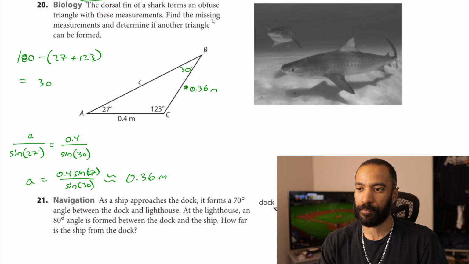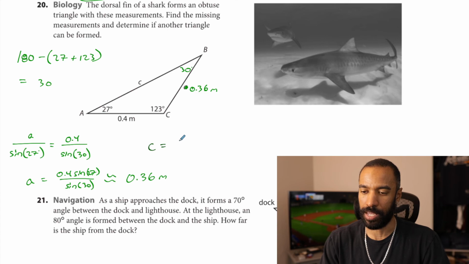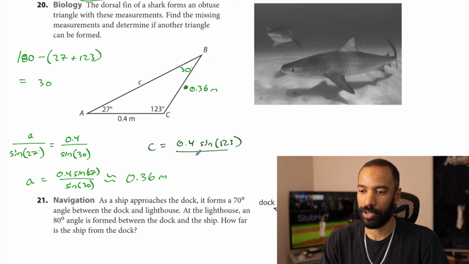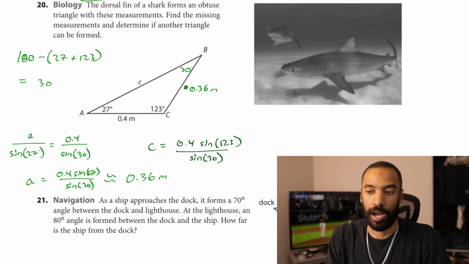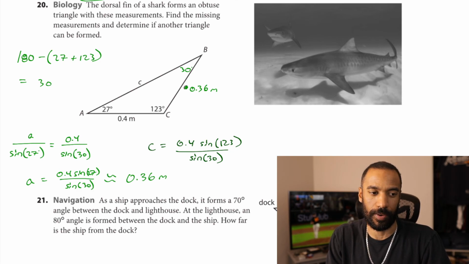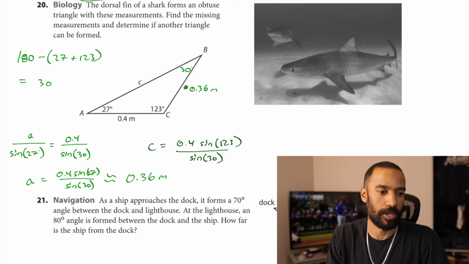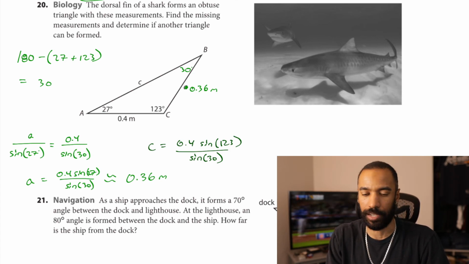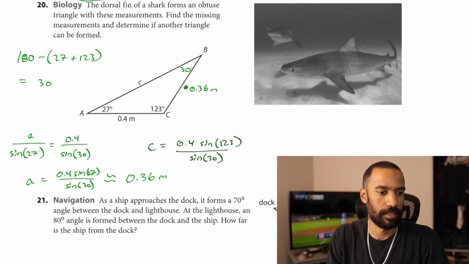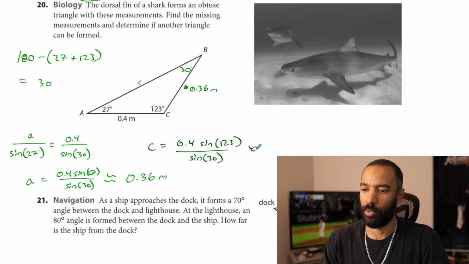Now I'm going to use the b values again to find c. c should be the same thing, only multiplied by sine of 123. So c should be 0.4 times sine of 123 over sine of 30. So c should be longer, but not longer than like 0.7. The longest it can be is around 0.7-ish probably. So 0.4 times the sine of 123 over sine of 30 is 0.67.